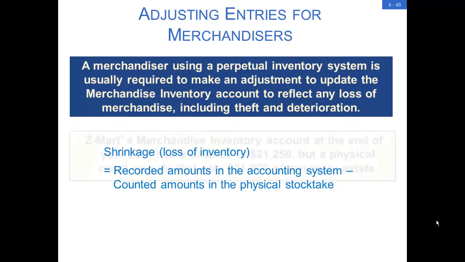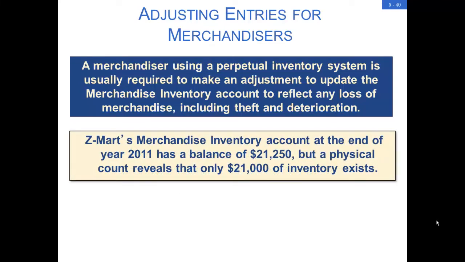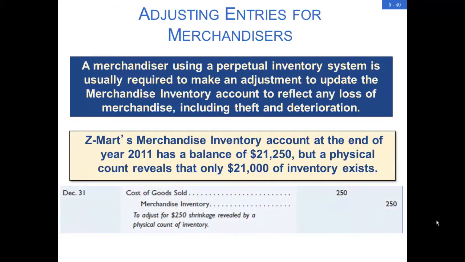To illustrate, SETMART's merchandise inventory account at year-end 2011 has a balance of 21,250. But a physical count reveals that only 21,000 of inventory exists. The adjusting entry to record this shrinkage will be a debit to cost of goods sold and a credit to merchandise inventory for $250. So the shrinkage increased the cost of goods sold in the current period, and the merchandise inventory account is updated to the appropriate amount.